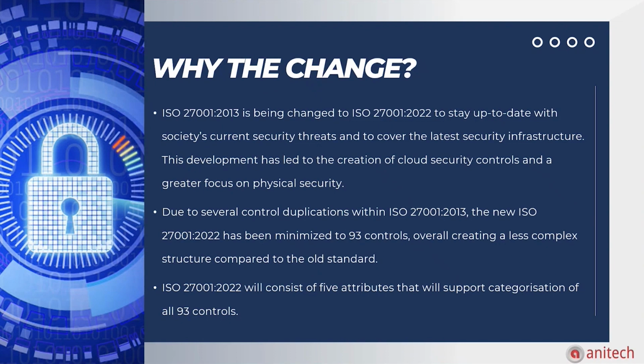So in the older version, when we compare it to the new version, to stay up to date with current security threats and to cover the latest security infrastructure, the changes were very much required in terms of technology, in terms of cloud controls, and in terms of physical security. These are the major ones at the moment in the controls. Due to several control duplications in the previous version, the new ISO has a little bit fewer controls, minimized to 93 controls, overall creating a less complex structure compared to the old standard. The new version consists of 5 attributes only that will support categorization of all 93 controls.